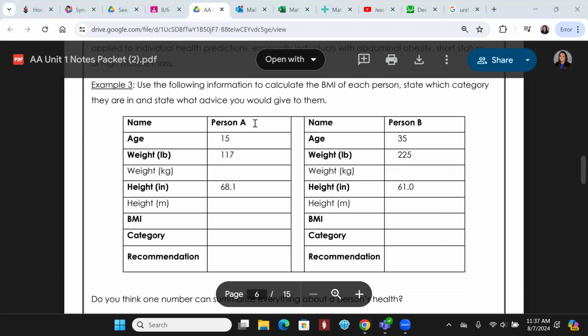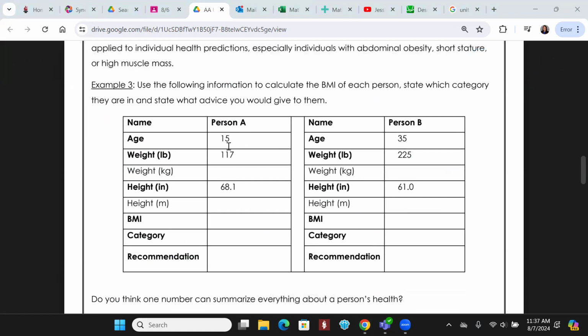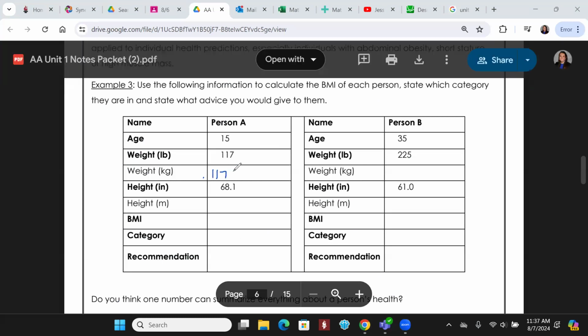Okay. So we have person A. This person is 15 years old and they weigh 117 pounds. We're going to convert it to kilograms. So we're going to take 117 and divide it by, how many pounds equal a kilogram? 2.2. So 117 divided by 2.2, we're going to get 53.2 kilograms. Everybody see how we did that? So for weight, we take our pounds and divide it by 2.2.